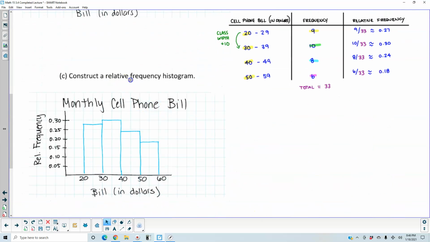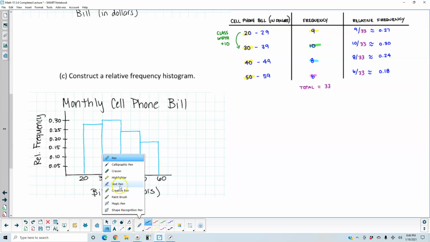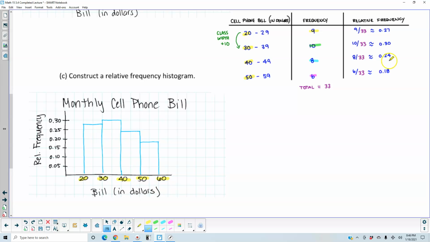Next, we want to construct a relative frequency histogram. Again, the vertical axis is now going to be the relative frequency, and the horizontal axis is going to remain the bill in dollars. We're still going to use 20, 30, 40, 50, 60 to represent our lower class limits. And if you notice here, the lowest relative frequency is 0.18, and the highest goes to 0.30.